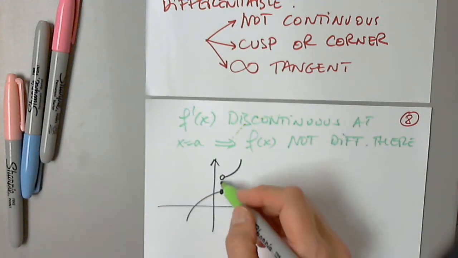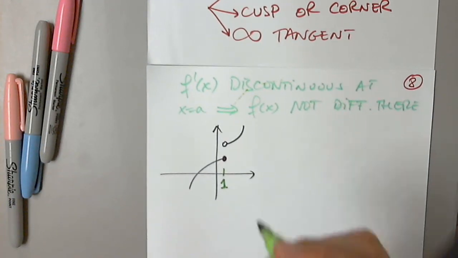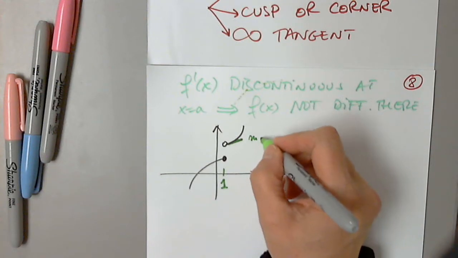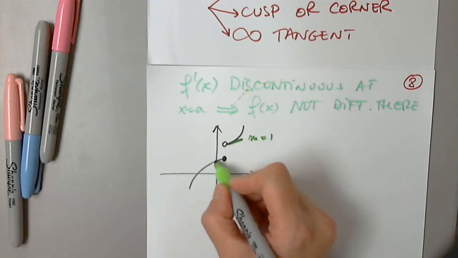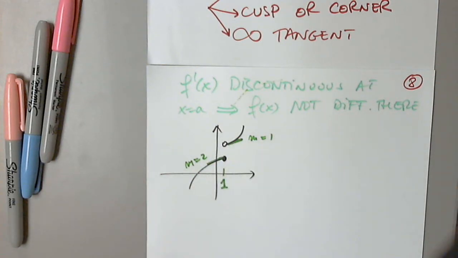But here at 1, the function does not have a unique tangent. Look at the tangent here. Let's say the slope is 1. And look at the tangent here. The slope is 2. I don't even have to identify them. It's not important. The tangent is not unique. See? 2 tangents.